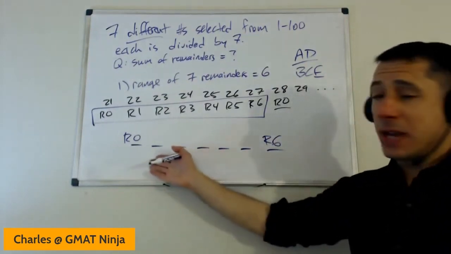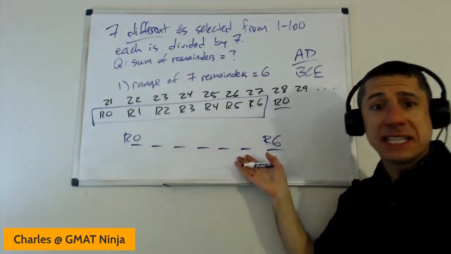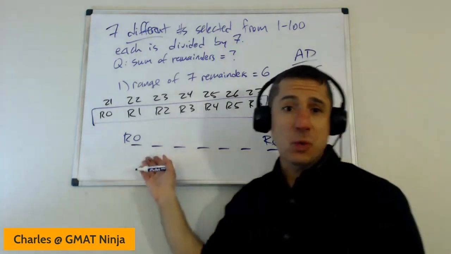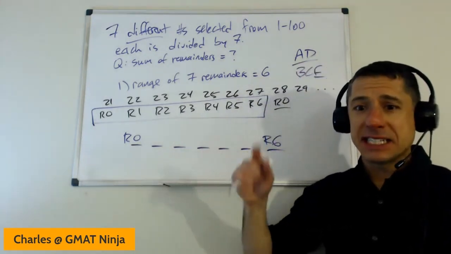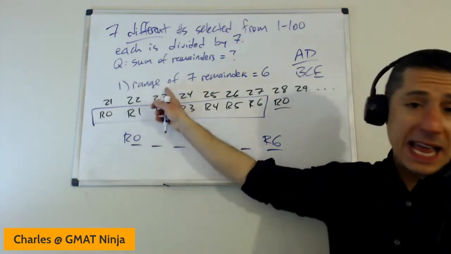What about the in-between? What do we know about it? Could be a bunch of 6s, could be a bunch of 1s, could be a bunch of 3s, could be one of everything. It's going to give us a different sum. That's why A is not sufficient.